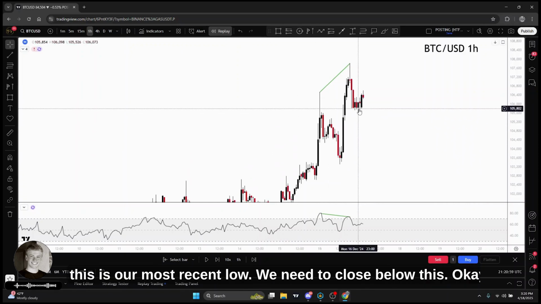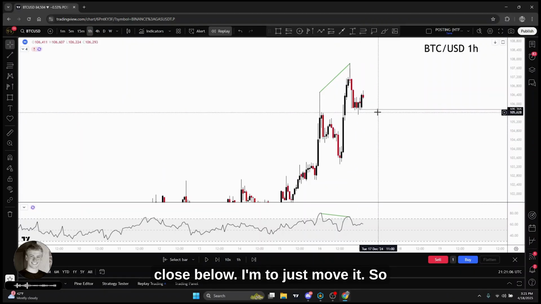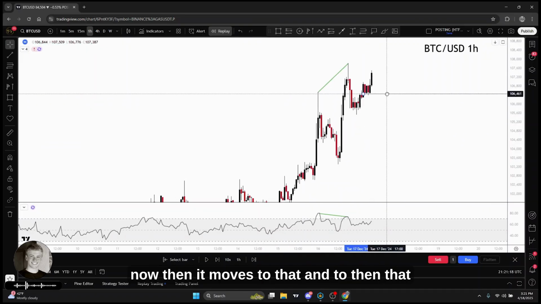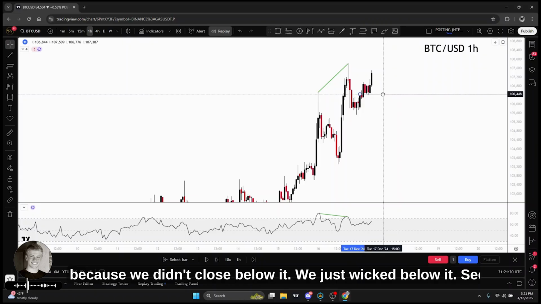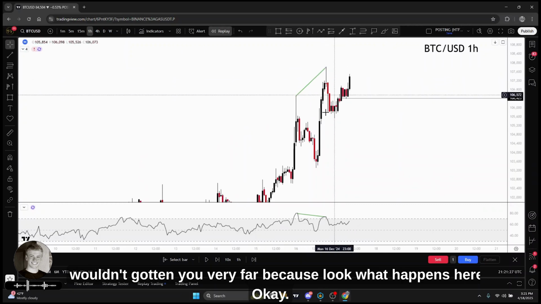Now this is our most recent low. We need to close below this. This is the low we need to close below. So I'm going to just move it. So now this is our most recent low. And then it moves to that and then that, because we didn't close below it, we just wicked below it. See, if you would have just taken this short based on this RSI divergence, it wouldn't have gotten you very far, because look what happens here.